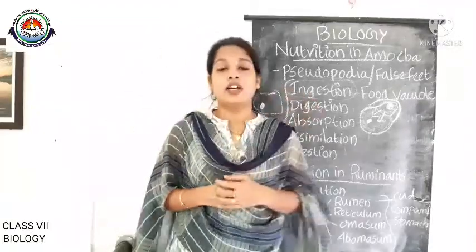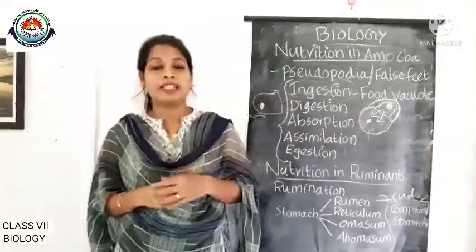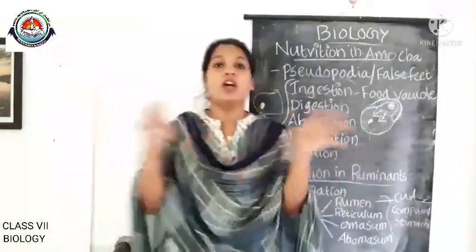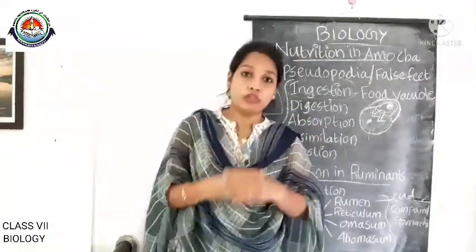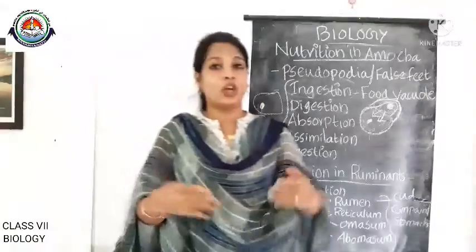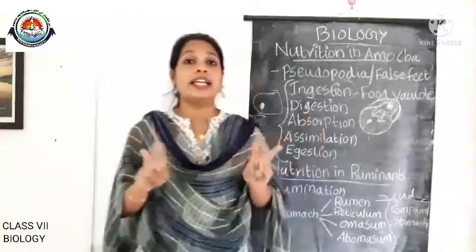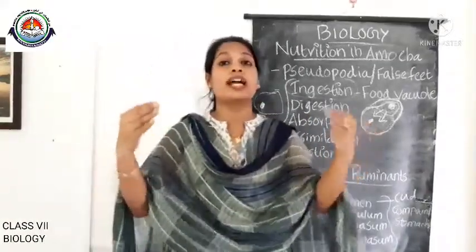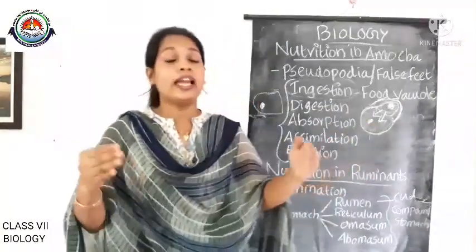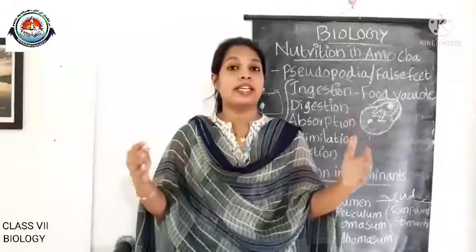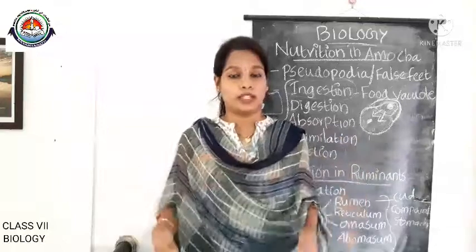During ingestion, the amoeba eats the tiny plants and animals which are present on the surface of the water where it lives. And when it finds a suitable food particle, amoeba will move along with that and will produce 2 finger-like projections from the 2 sides of the body. And it starts growing, and gradually the tips of the 2 pseudopodia will fuse together.